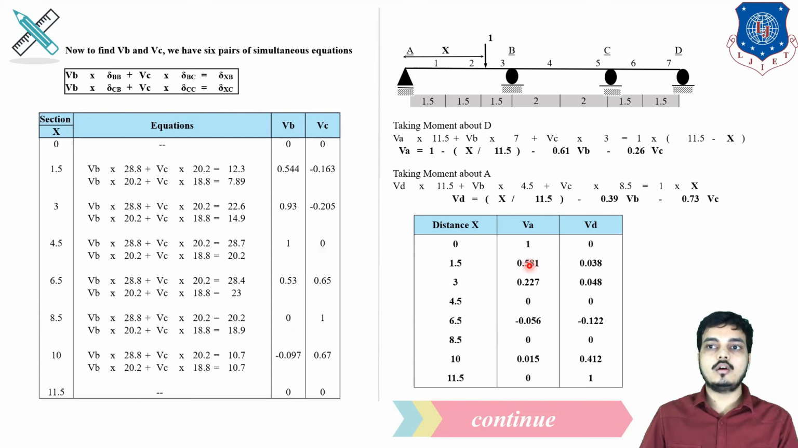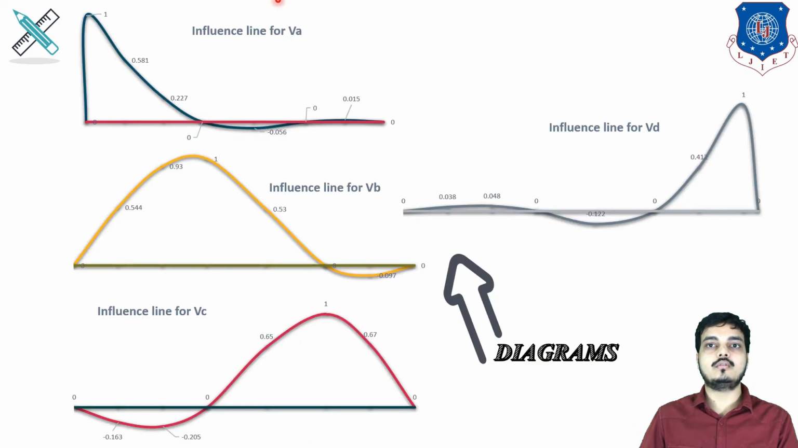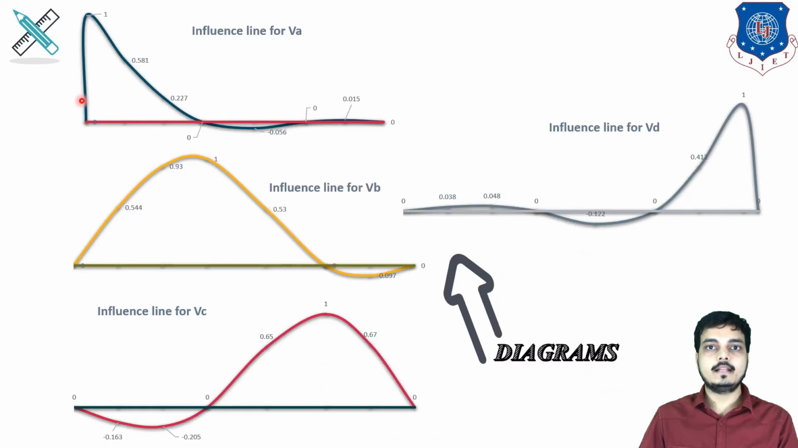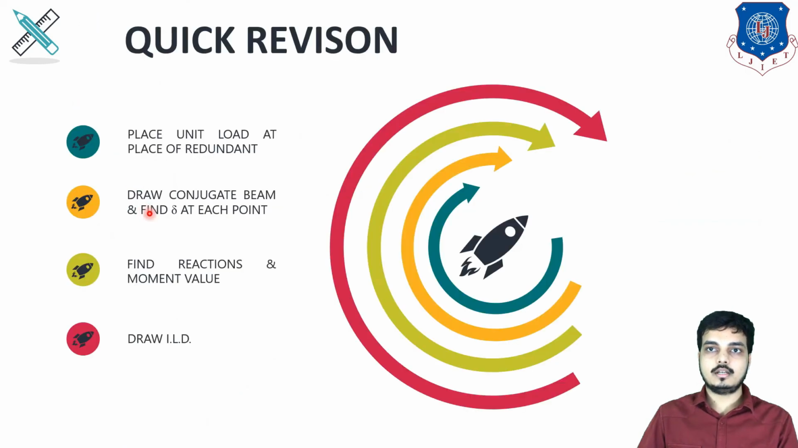Then after finding the values of all the reactions, at last we have to draw a diagram with the respective ordinates. This is for VB, this is for VC, this is for VA, and this is for VD. And all the diagrams will be in the format of curves, because for an ILD of an indeterminate structure, the diagram will be curvilinear.